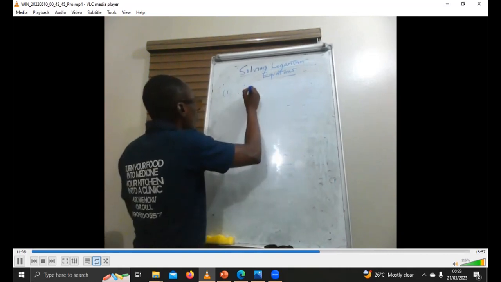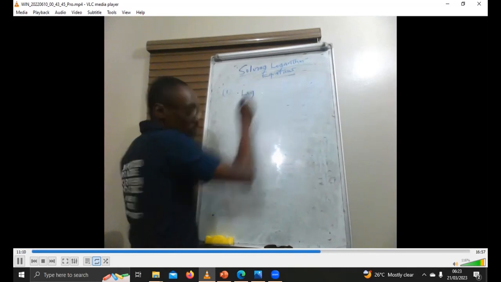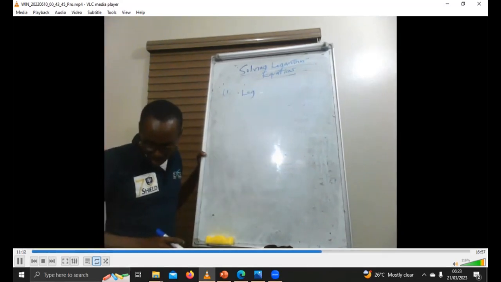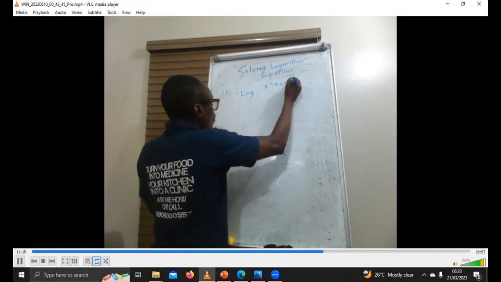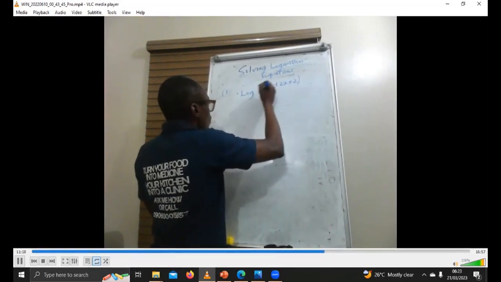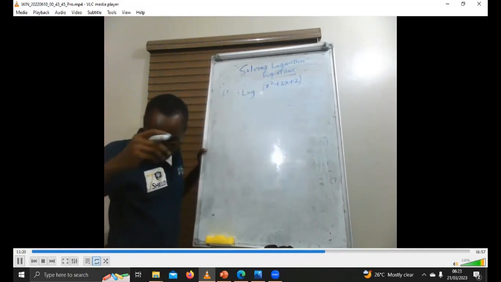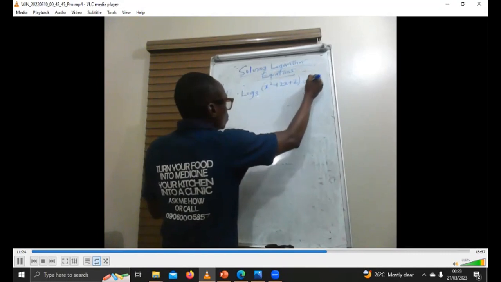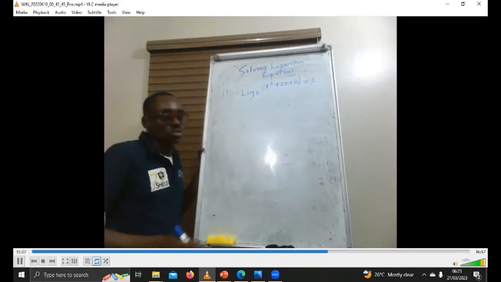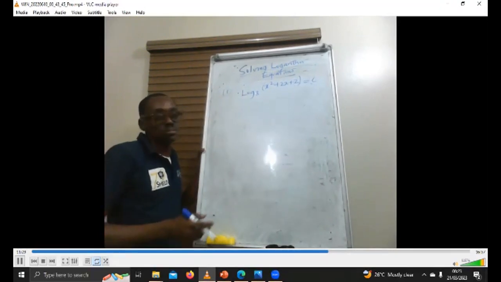Log of x squared plus 2x plus 2 in brackets to base 3 equals 0. So how are you going to simplify this?